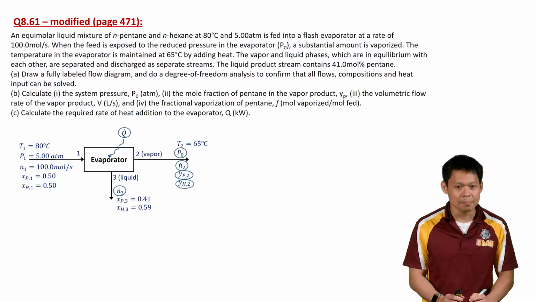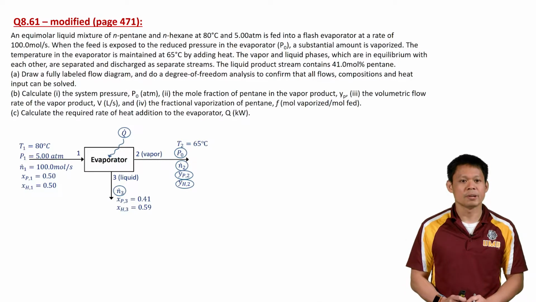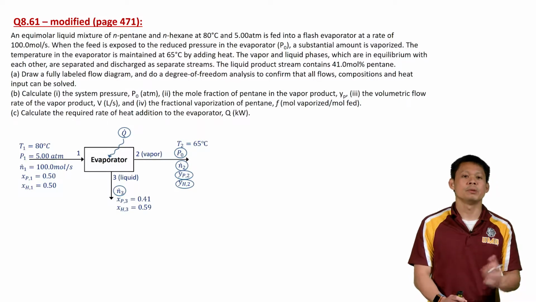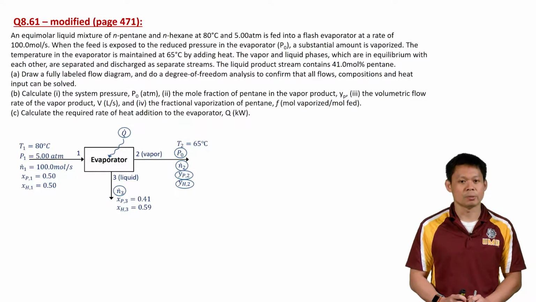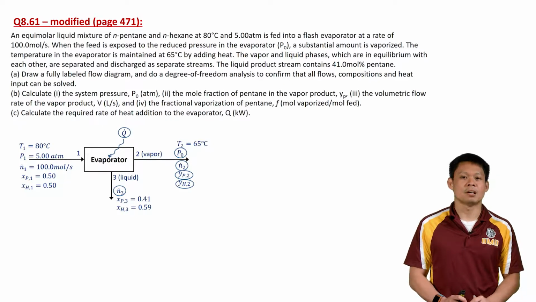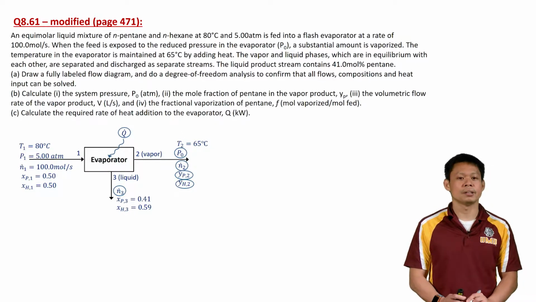So here's the diagram. We have our evaporator. We are given all the information for our feed stream 1. We have the temperature and the pressure. We have the molar flow rate, and we know it's equimolar, so we know the molar compositions as well. We have a vapor in equilibrium with the liquid stream coming out. In the liquid stream, we are given the composition of 41% pentane, so 59% is hexane. We do not know the molar flow rate there.